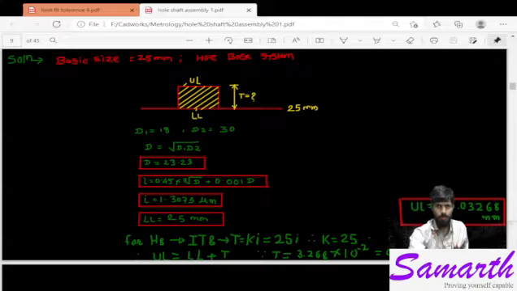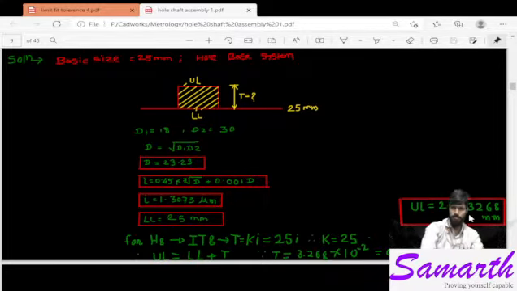This is the complete value. Now the lower limit of the hole plus the tolerance value will give us the upper limit of the hole, and this is the upper limit, that is 25.0326. That was all about limits, fits and tolerance and the designation of the hole base and shaft base assembly.